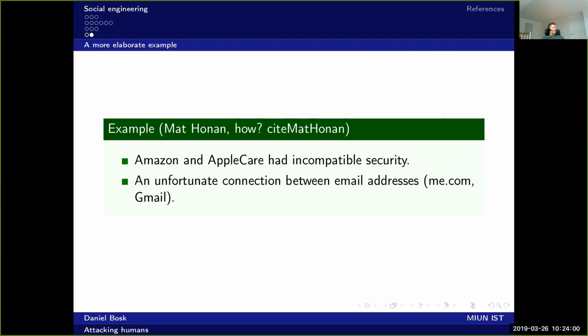So Amazon had designed their system in a way that if you had forgotten your password to your Amazon account, you could call Amazon customer service and they would authenticate you by asking you, okay, so what's the credit card number that's registered with your account? And that one you usually still have. So then you could just read that one to them, and then they would reset your password.